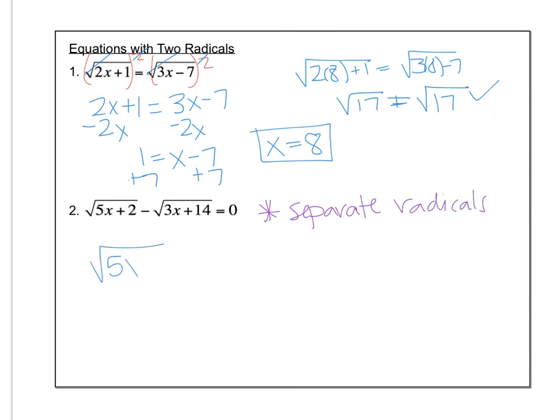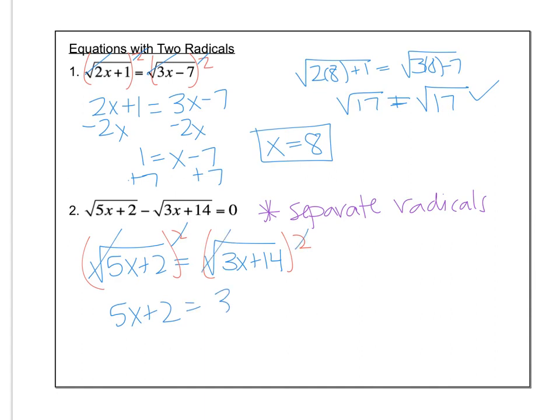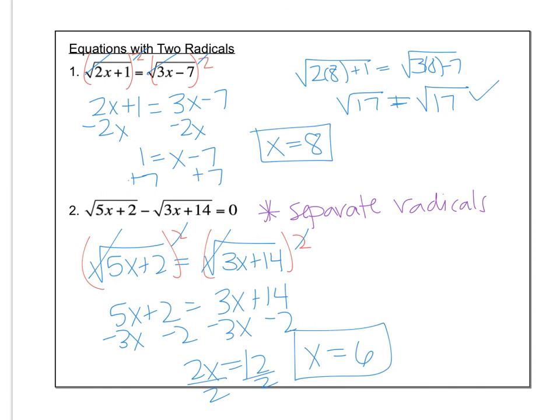I'm going to add the one that's being subtracted to the other side. So I can move that one to the other side. Then you can square both sides. Don't square it when it has a plus sign or a minus sign, because technically you'd have to FOIL them together, and I don't think we want to do that. So this radical cancels, we get 5x plus 2, equal to, this radical cancels, we get 3x plus 14. Subtract 3x, subtract 2, 2x equals 12, and divide by 2, x equals 6. And if you plugged it in, it would work.